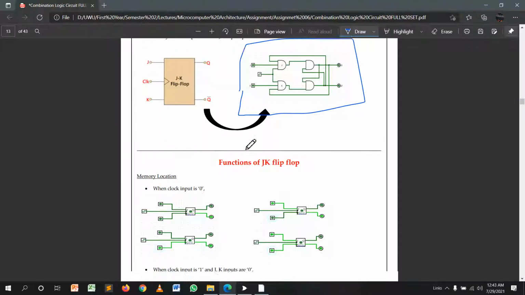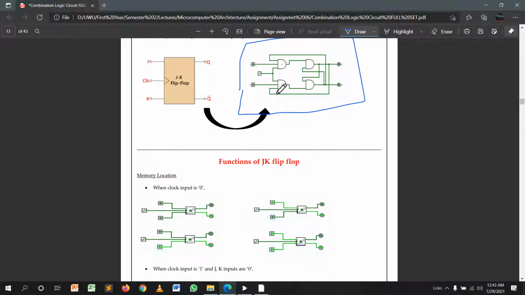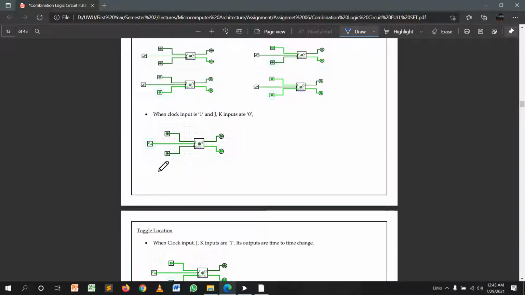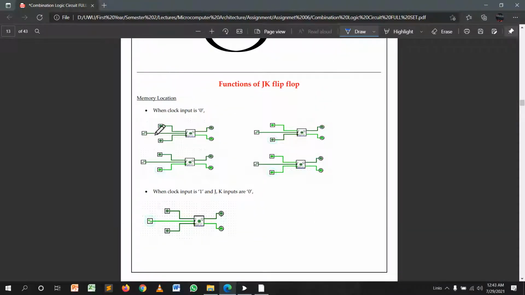I'll show this JK flip-flop. Before I show the circuit, I'll explain the JK flip-flop's memory locations and normal operation. This is the memory location: when both inputs are 0, you can see 0 0, and the clock pulse is 0. So this is a memory location.